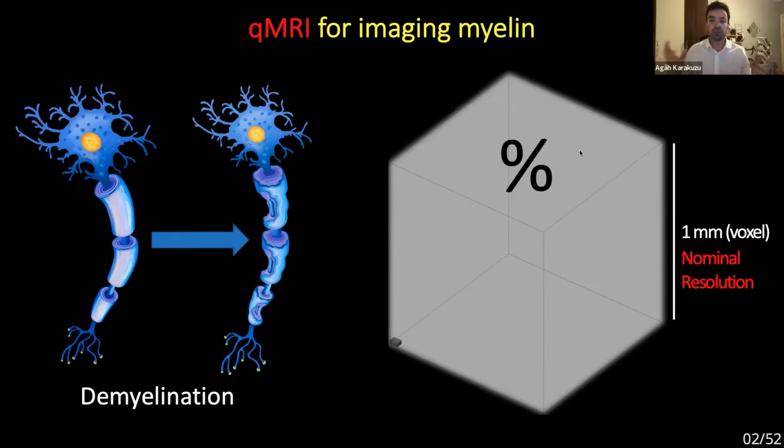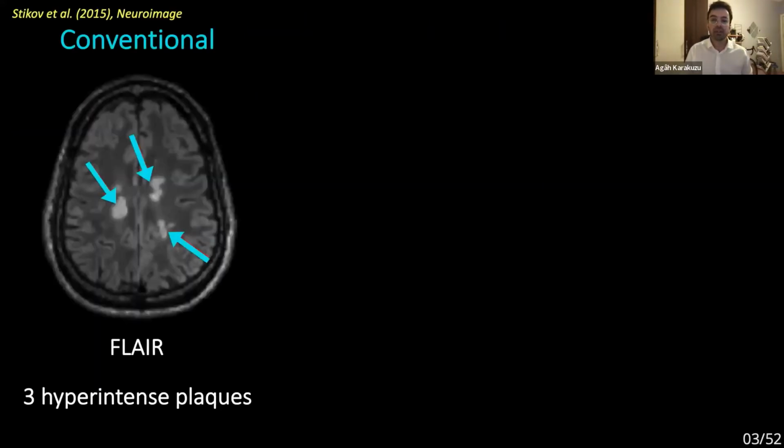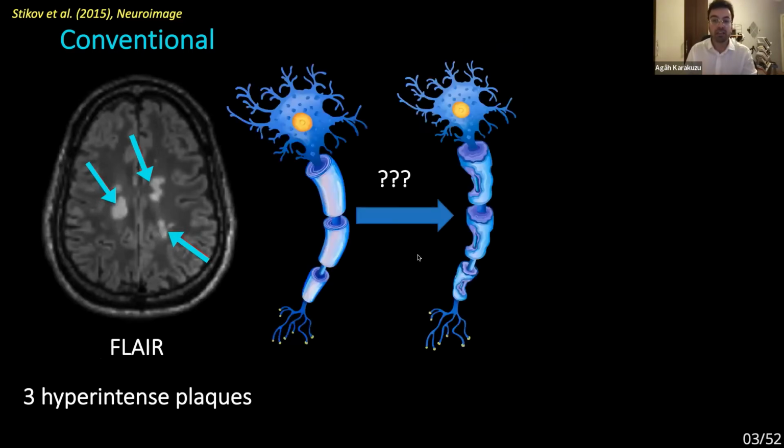When many of these voxels come together to form a quantitative map, then we can spot regions with myelin-related problems. Here's an example of how this can be useful. In this conventional MR image, we see 3 hyperintense lesions on the white matter of a multiple sclerosis patient. In MS, the immune system damages myelin, which is termed demyelination. But conventional MRI cannot distinguish demyelinated lesions from the inflammatory ones, which makes MS prognosis a difficult task.